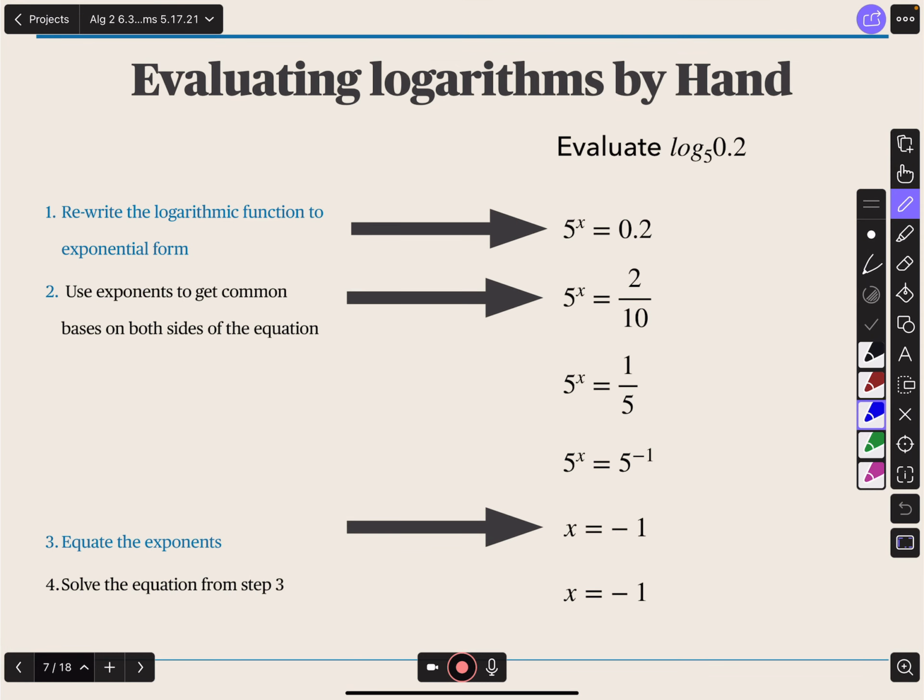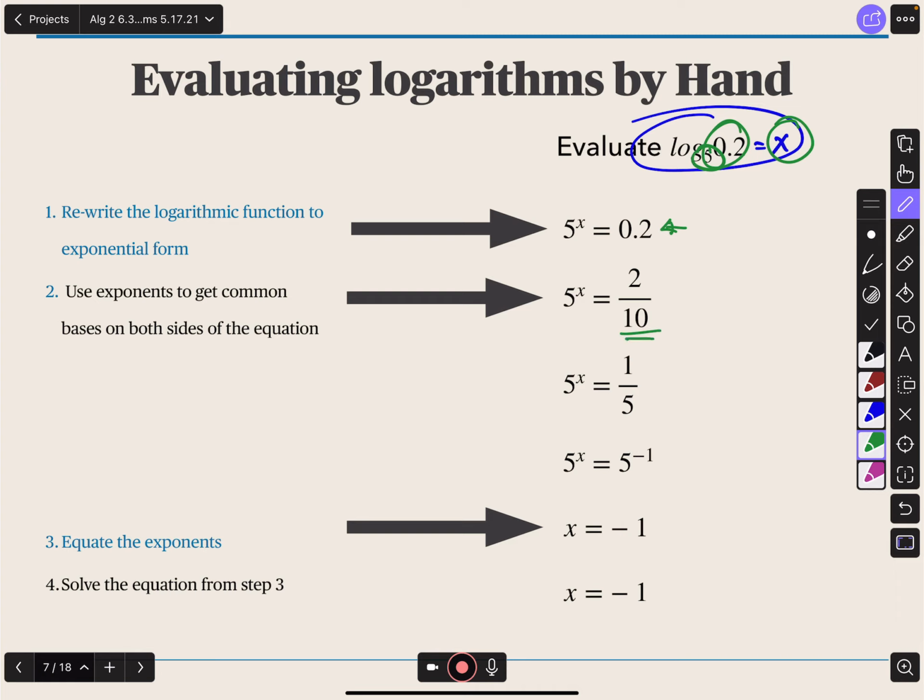Another one that I walk through here. So here's the original logarithmic function, and we're trying to find out what it equals. So my base is 5. The exponent is the x, remember? So it's 5 to the x power equals what? Well, it equals the 0.2. And so that's what we've written here. Now, 0.2, if you read it formally, it's 2/10. So I could write it as a fraction right away.